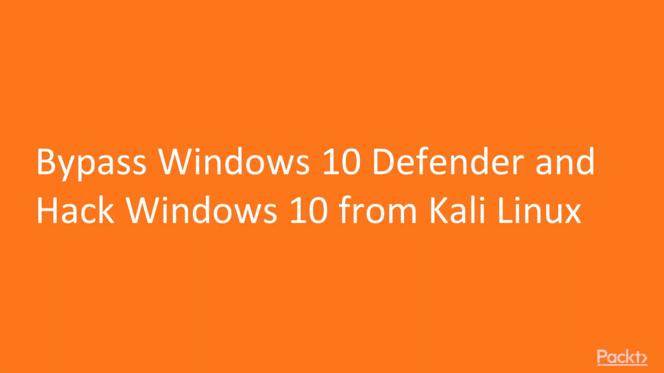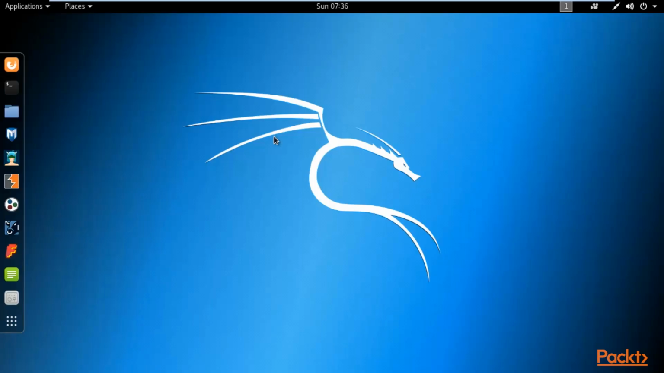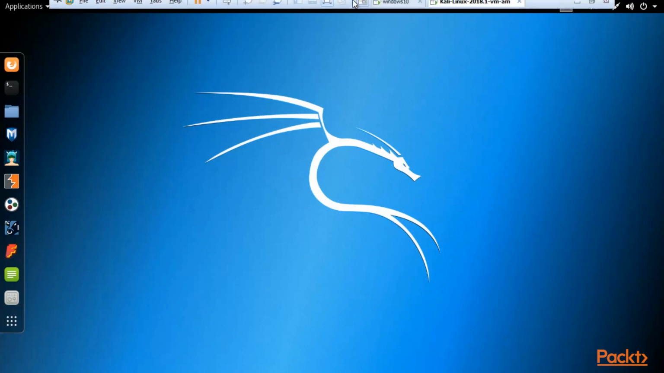Bypass Windows 10 Defender and hack Windows 10 from Kali Linux. In this video we are going to take a look at a couple of points. First of all, we will learn how to bypass Windows 10 Defender and then how you can exploit the complete Windows 10. To perform this attack, we need to open Kali Linux operating system and Windows 10 in VMware Workstation. So guys, we are here at Kali Linux operating system and let me show you the setup.